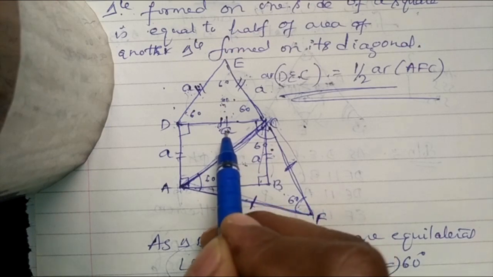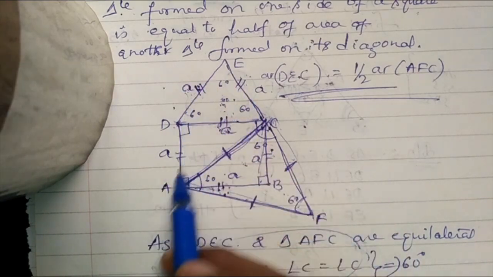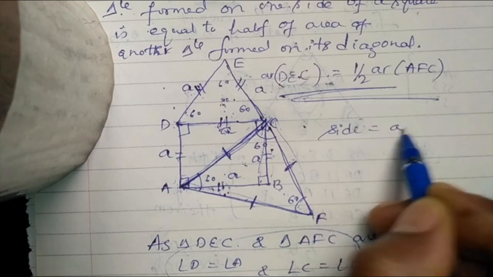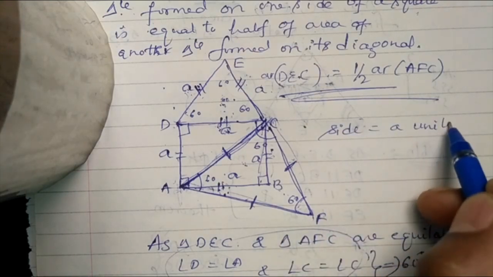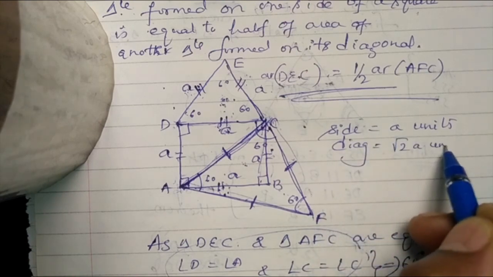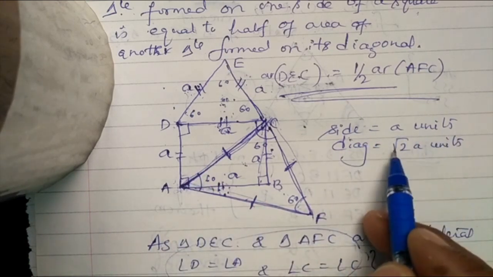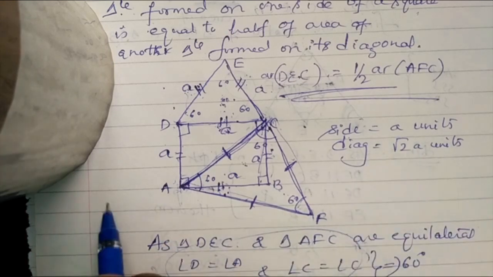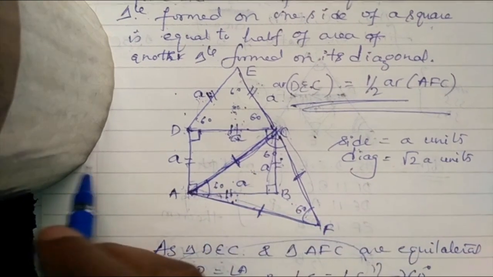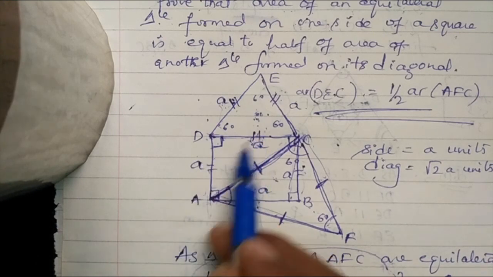But this A unit is a side of the square. So the square's sides also become A, because all the sides are equal. Now you know that if the side length of a square is A units, the diagonal length is root 2 A units. That is by Pythagoras theorem. Here there is a 90 degree angle with sides A and A, so what is the length of the diagonal? Square on the hypotenuse is equal to the sum of squares of the other two.